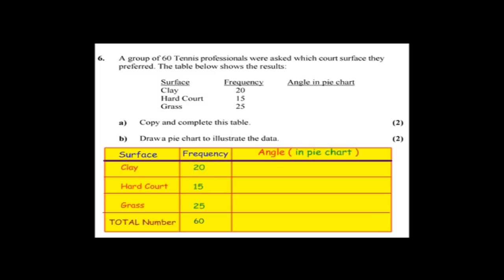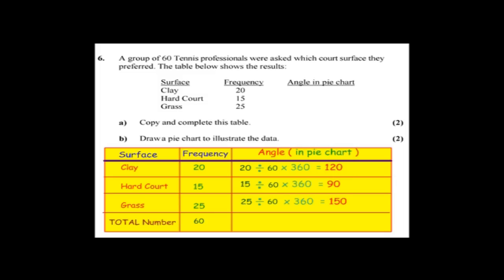20 said clay, so we need to work out 20 divided by 60, and then if we multiply this by 360 degrees, the number of degrees in a full circle, we get that the angle to represent clay is 120 degrees. To work out the angle for hard court, it's 15 divided by 60, and then times by 360, 90 degrees for hard court. Finally, grass is 25 divided by 60 times by 360, which is 150 degrees.